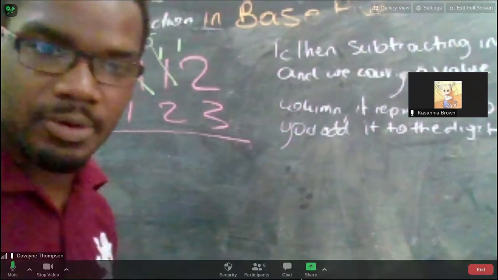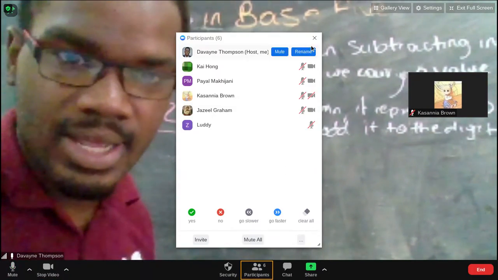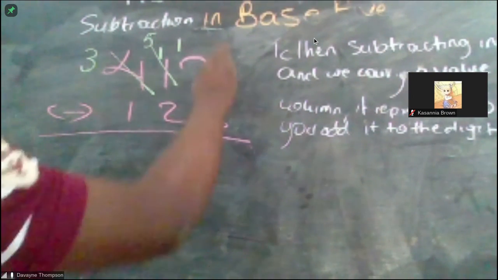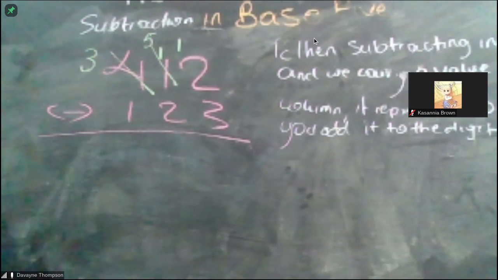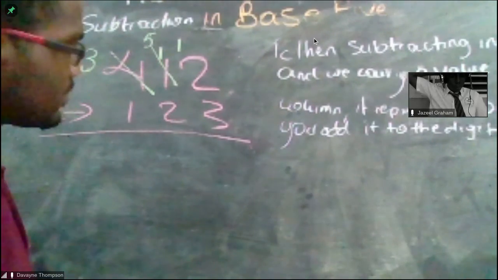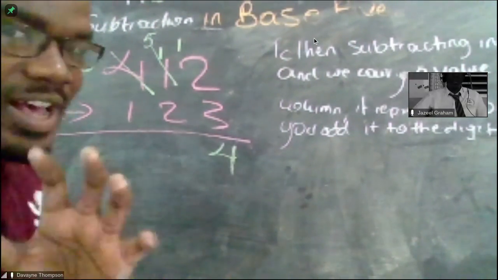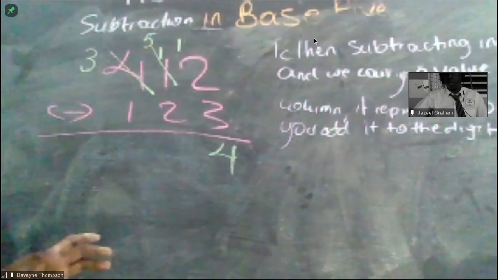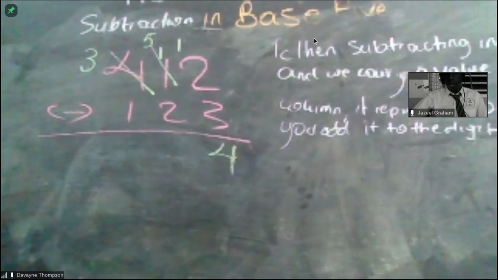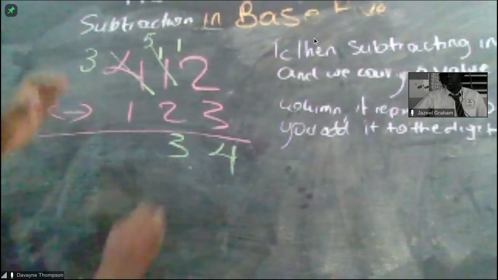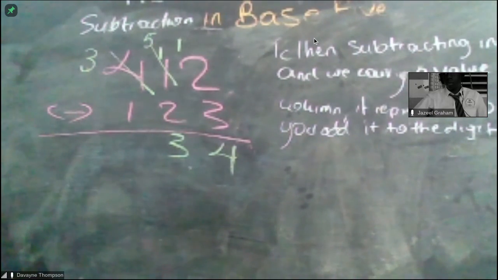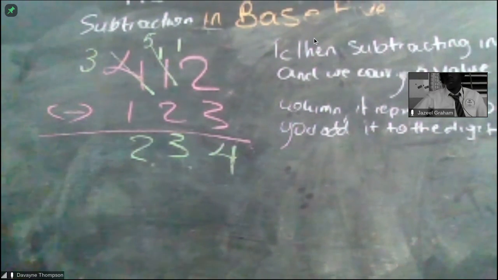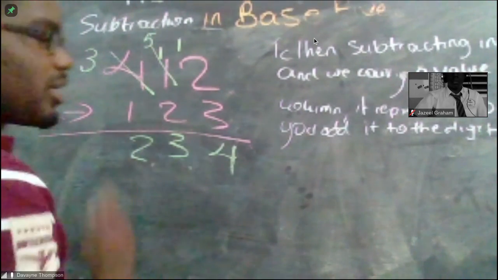Good job, everybody. You're really hitting all the marks. Next person is Jazeel. Jazeel, if we have 7 minus 3, what is our answer? 4. Look how fast this is going to go, because he's a math brain. If we have 5 minus 2, Jazeel, what's our answer? 3. Whoa! If we have 3 minus 1, what's your answer? 2. So therefore, our final answer is 234.